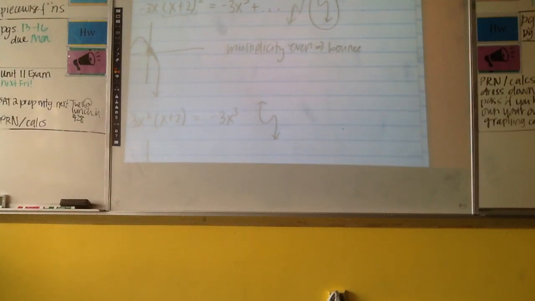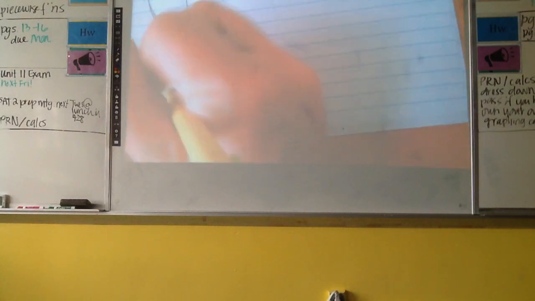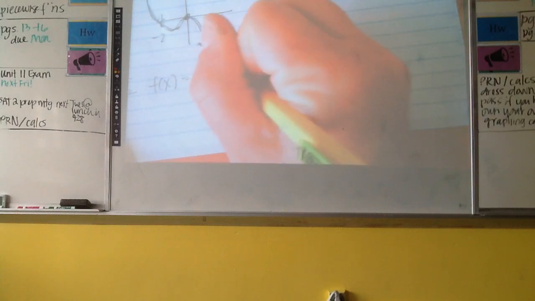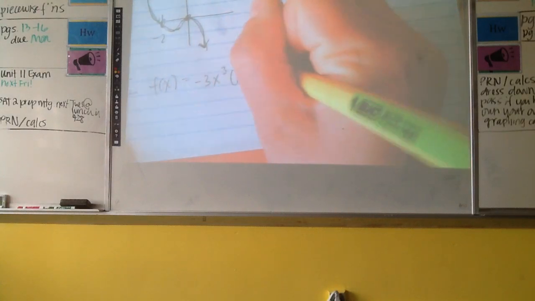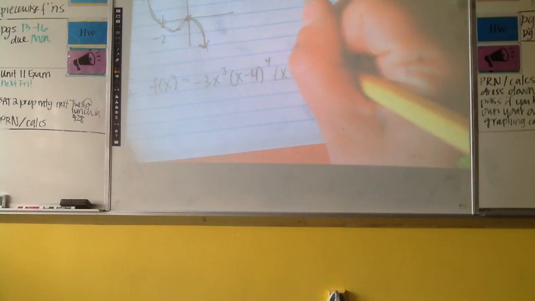Leading coefficient. You can also tell a lot by looking at the multiplicity of a factor. Let's do one more for safe measure. If f of x, I'll give you a hard one, is negative 3x cubed times the quantity x minus 4 to the 4th times the quantity x plus 7 to the 19th.